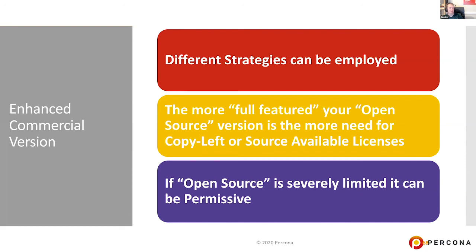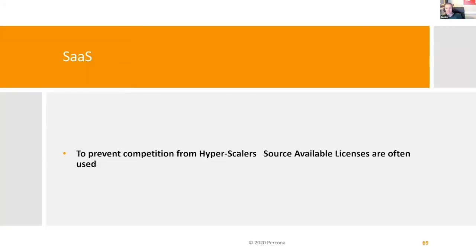In some cases, I've seen people have a relatively limited open source version, like for example with no high availability, or a reduced scaling and so on, available under a completely permissive license, but there is a lot of very important stuff in an enhanced commercial version, which creates enough differentiation. When it comes to SaaS, in practice, to prevent competition from hyperscalers, source available licenses are often used.